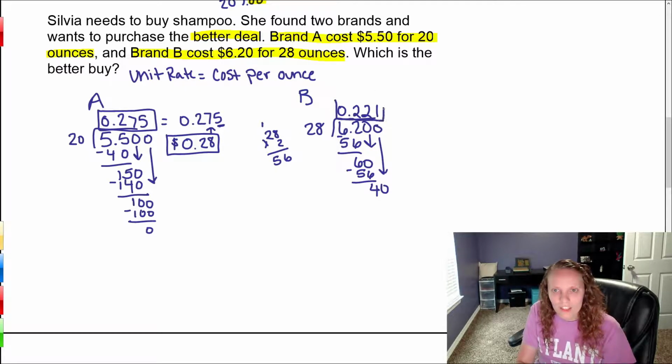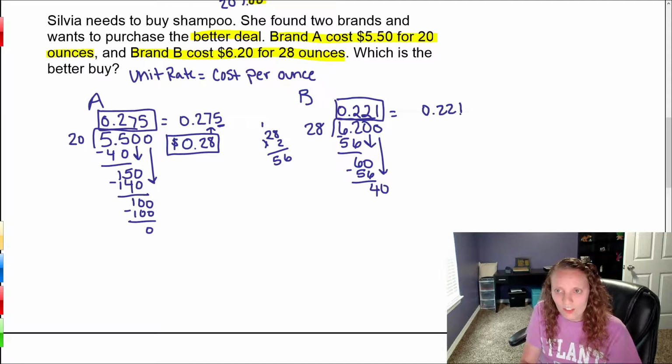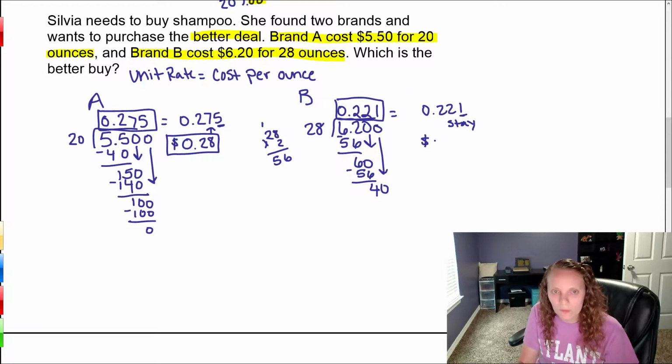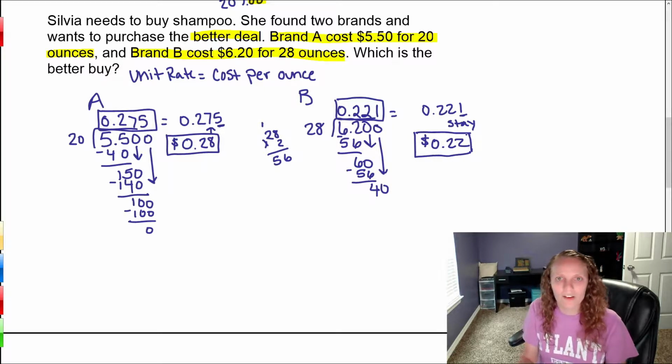Now I want, again, to make this look like money. I went another time to see about rounding, if the second 2 would round up or down. But this 1 will make the 2 stay the same. It's too low to bump it up. So the unit rate of brand B will be 22 cents. So if she wants to buy the cheapest one for the cost per ounce, I would suggest that she buys brand B. It is the cheaper option.